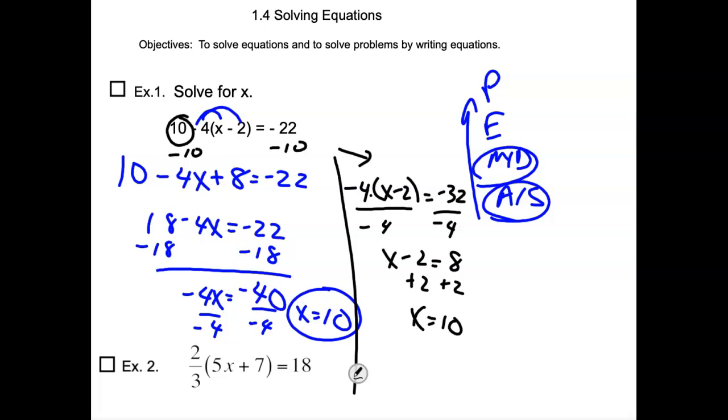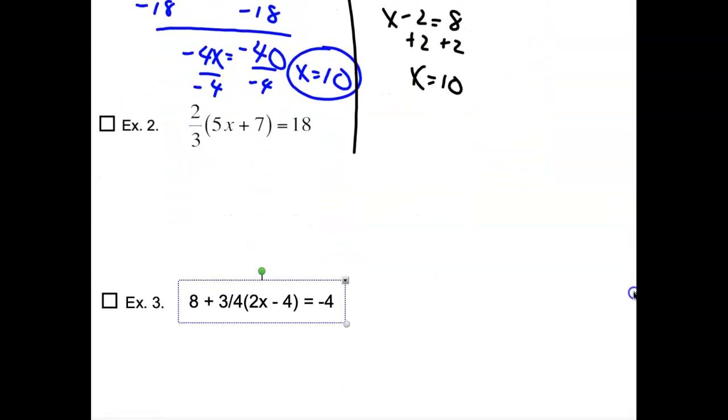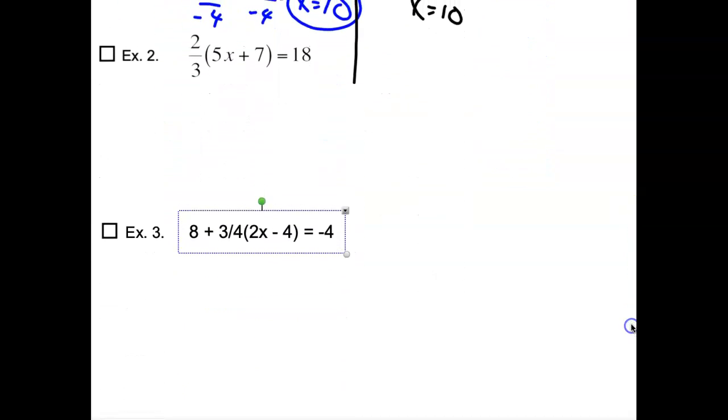So you don't have to distribute. I know that's what we've done over the years, but you don't have to. So keep that in mind. Because on problems like number 2, it's going to be way more beneficial. Do it the second way I just showed you.